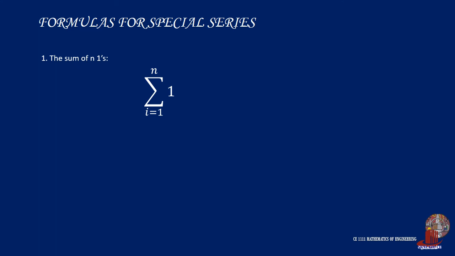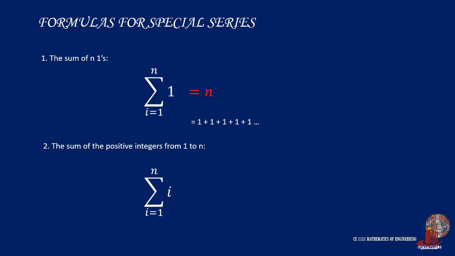Sigma notation is a recursive method, which means that the procedure needs to expand the series first before arriving at the final summation of terms. However, there are formulas for some special series which only consider the last index. First is the sum of n ones, where the sigma of 1 will just be n. Imagine adding 1, n times, which will still be n. The second formula states that the sum of the positive integers from 1 to n is half of n times n plus 1.